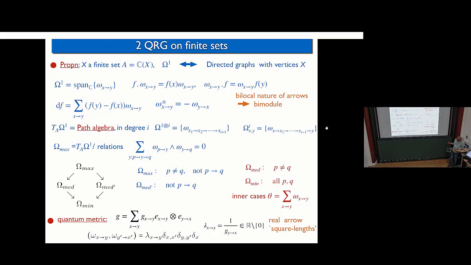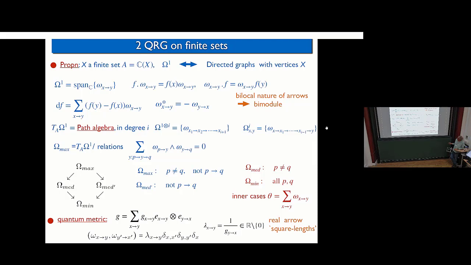Now, there are many choices. Given any omega 1, there's always a maximal prolongation. This is for any algebra. Maximal prolongation is much smaller than the universal calculus, but it's still usually too big. That's omega max. And that on a graph comes out to be imposing these relations. So whenever you have fixed p and q, and you impose this for any y in between, you impose that their wedge is zero when you sum over all such y. And this is for p and q which are obeying some restrictions. So for omega max, you impose that p is not equal to q, and p doesn't have an arrow to q. And that's the most restrictive case, so that's the biggest calculus.